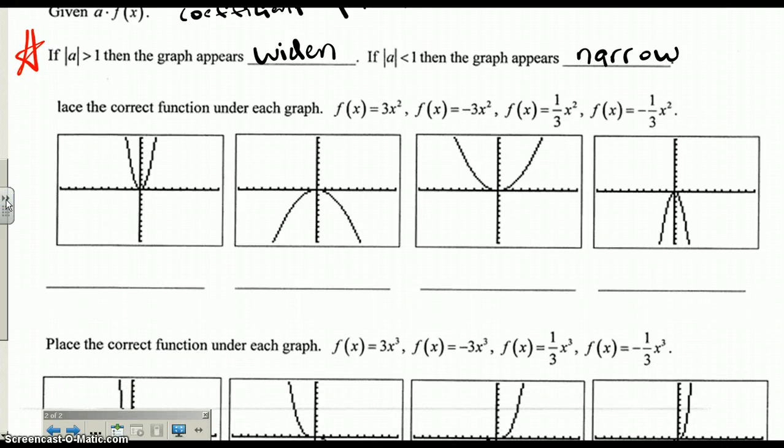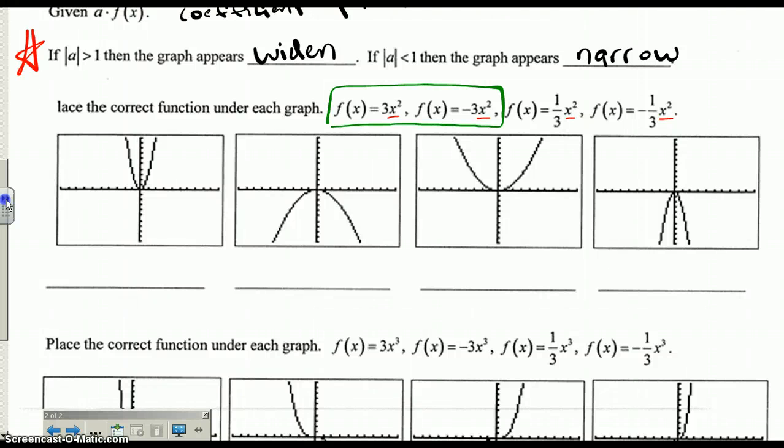If you notice first, they're all x squareds. Okay, so they're all parabolas. So what we need to look at is what the coefficient says. Is it bigger than 1? Is it less than 1? And then is it negative or positive? Okay, so it's looking at these first two.